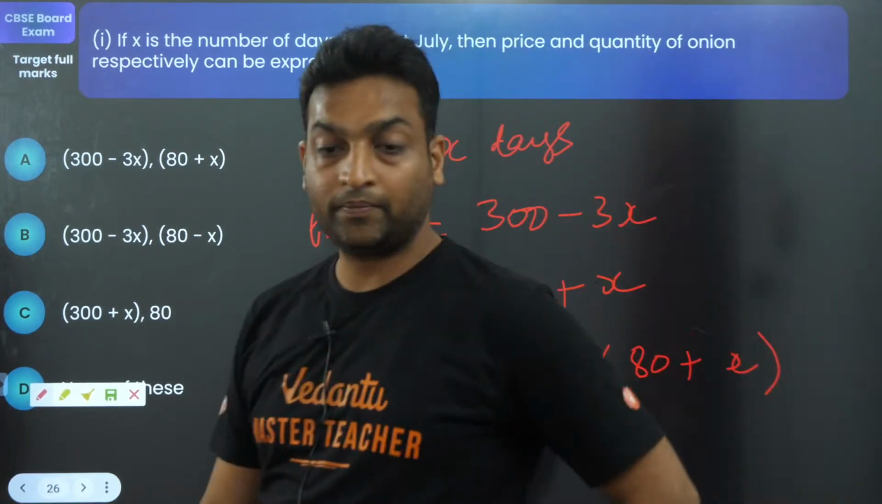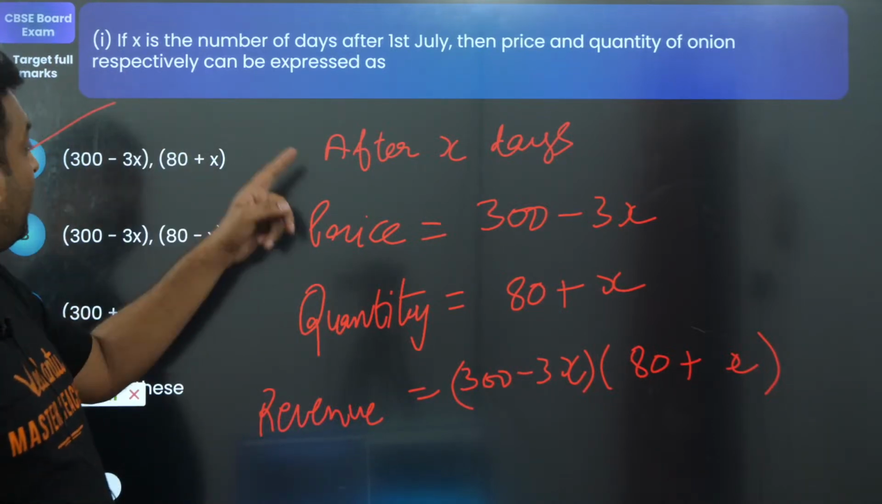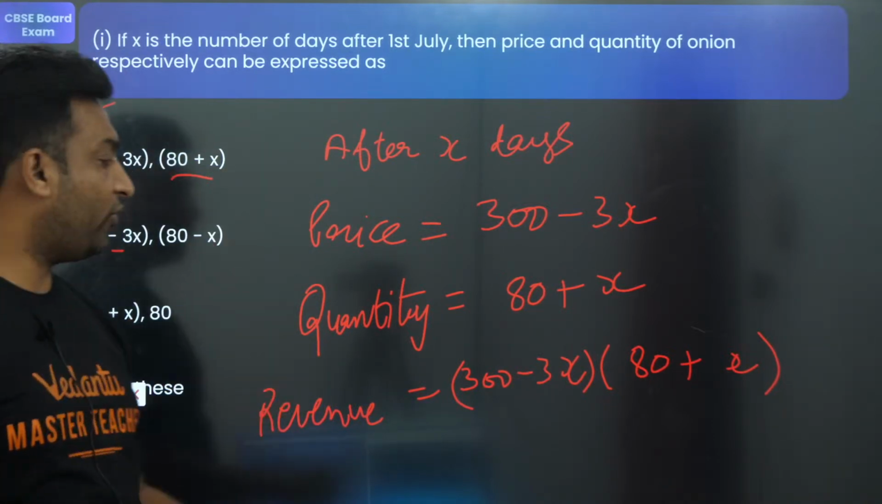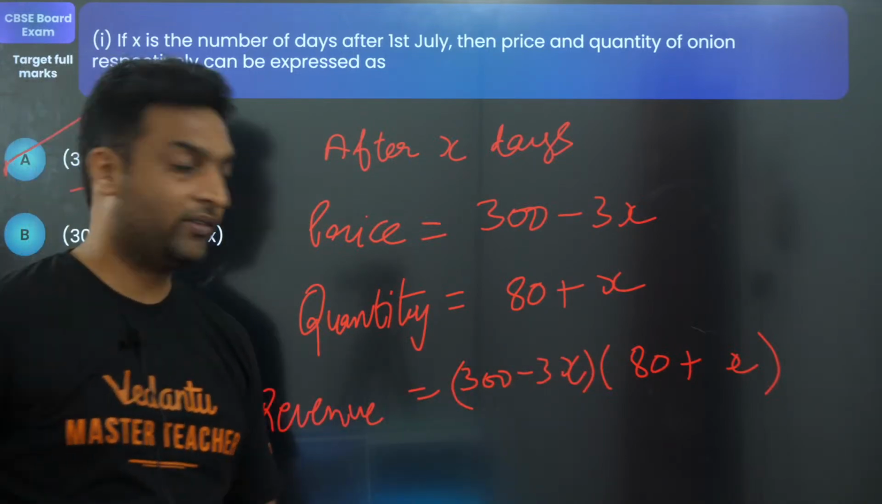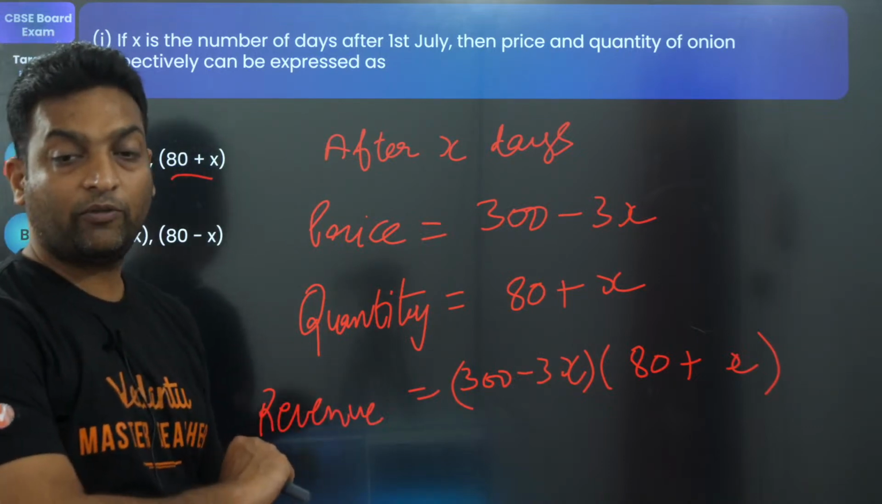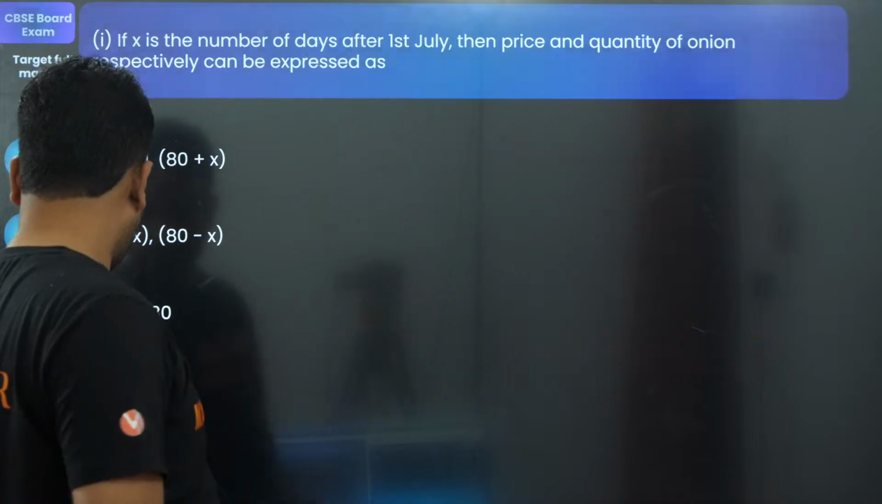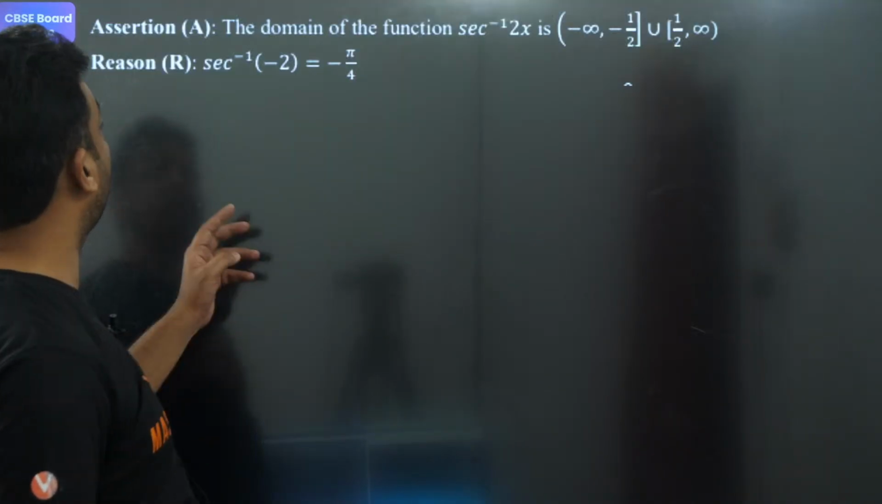Is this clear? Price 300 minus 3x, quantity 80 plus x. Revenue will be the product of both, price into quantity. Perfect. Let's move ahead. Revenue will be 300 minus 3x into 80 plus x. Why am I telling you revenue? Because in the next question revenue is asked.